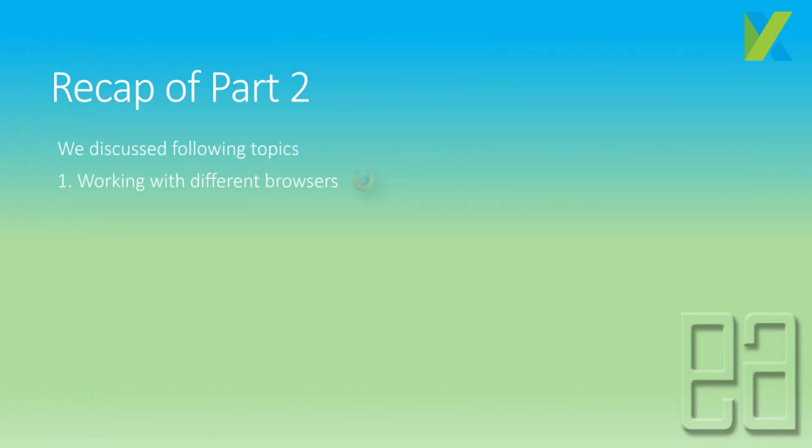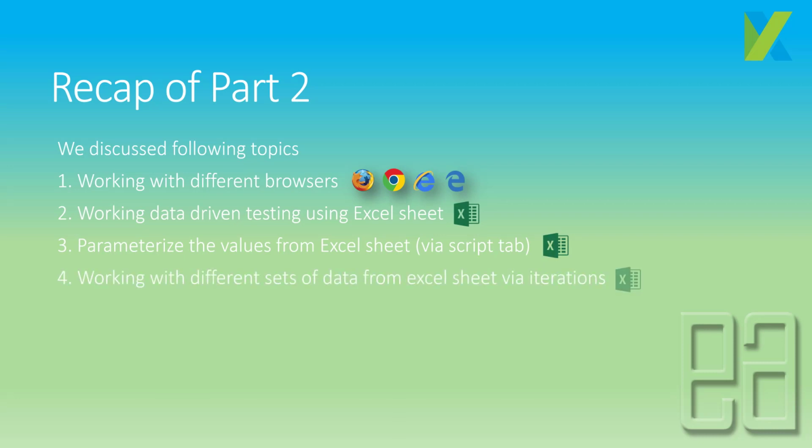So let's do a quick recap of what we did in part 2. We discussed topics like working with different browsers, working with data-driven testing using an Excel sheet, parameterizing the value from the Excel sheet via the script tab, and also working with different sets of data from the Excel sheet via iteration. We covered all these different options, which are available out of the box in Katalon Studio, and we wrote only a couple of lines of code and it worked like a charm. Katalon Studio managed to work with those different browsers and different data sources, at least an Excel sheet in our case.